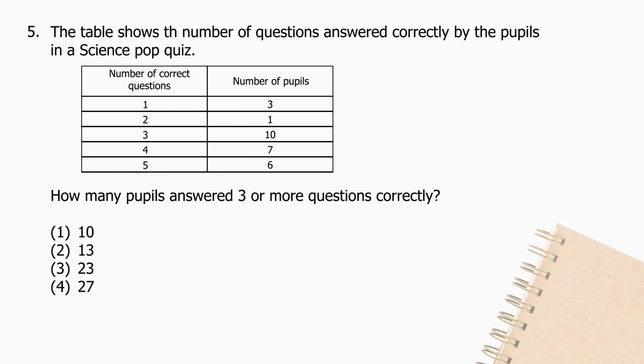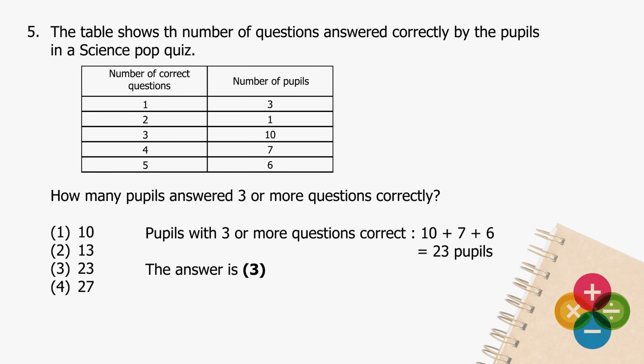Question 5. The table shows the number of questions answered correctly by the pupils in a science pop quiz. How many pupils answered 3 or more questions correctly? There are 10 pupils with 3 questions correct, 7 pupils with 4 questions correct, and 6 pupils for 5 questions correct. The total will be 23 pupils with 3 questions or more correct. The answer is 3.